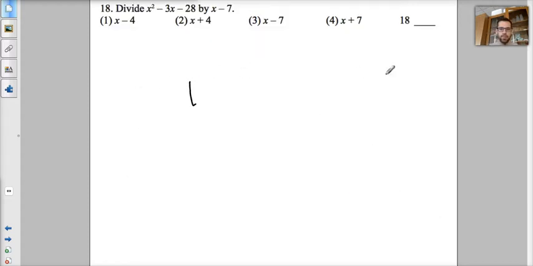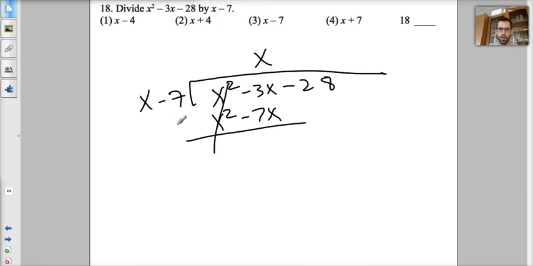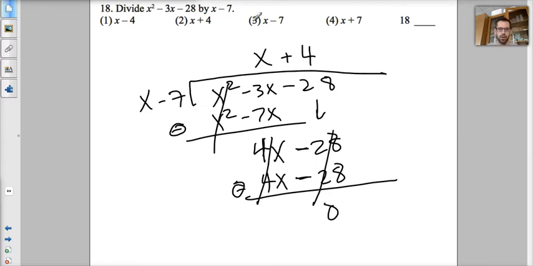All right, 18 I'm supposed to divide. All right, x goes into x squared, x times, distribute. X squared minus 7x. Subtract. Those cancel. Negative 3 minus negative 7. So that's negative 3 plus 7, that is 4x. X goes into 4x 4 times. Bring down 28 here. I should have done that already. That comes down. X times 4 is 4x. Negative 7 times 4 is negative 28. All right, yes, cool. Then you subtract again. Those cancel, and those cancel, remainder 0. So when you divide this by x minus 7, you get x plus 4. Goes in evenly. I guess I could have just factored that, huh?